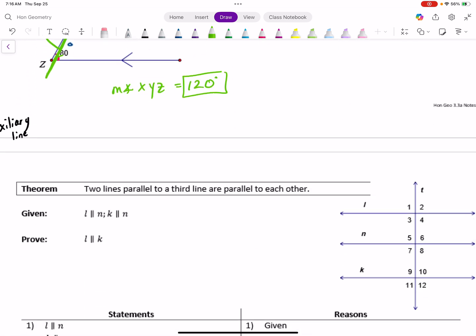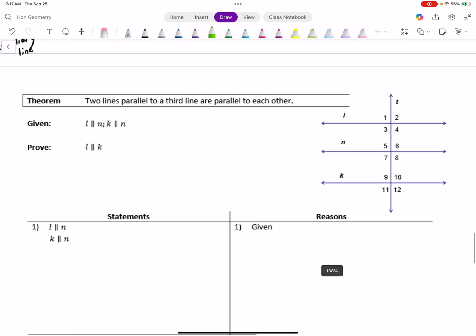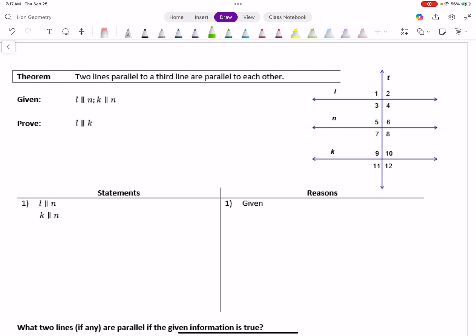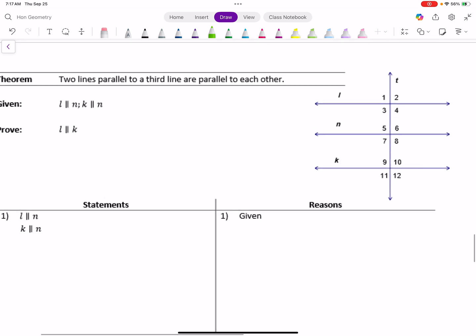All right, another theorem. This one we can actually prove and have it make sense. 2 lines parallel to a third line are parallel to each other. Okay, so here's our diagram. So 2 lines parallel to the third line. So they're saying L is parallel to N, and K is also parallel to N. So this is the line they're both parallel to. And yes, I know it's pretty obvious. You're like, well, duh, they have to be. But let's go through it.